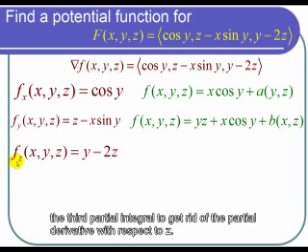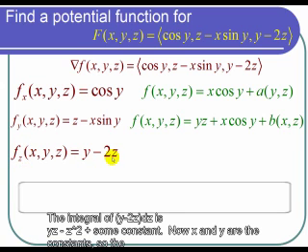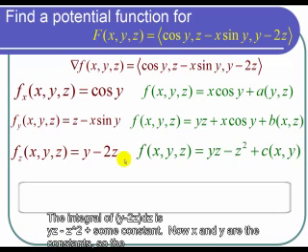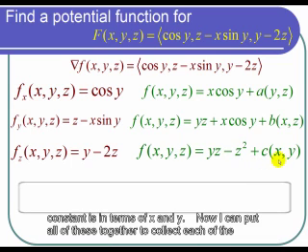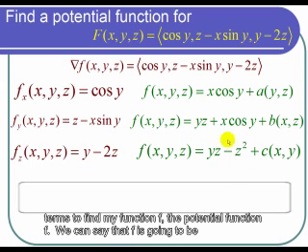So then let's do the third partial integral to get rid of the partial derivative with respect to z. The integral of y minus 2z dz is yz minus z squared plus some constant, and now x and y are the constants, so the constant is in terms of x and y. So now I can put all of these together to collect each of the terms to find my function f, or the potential function f.